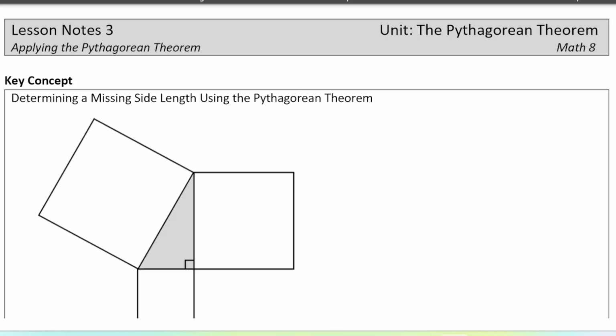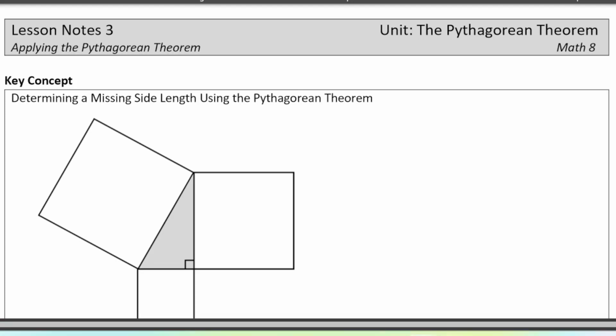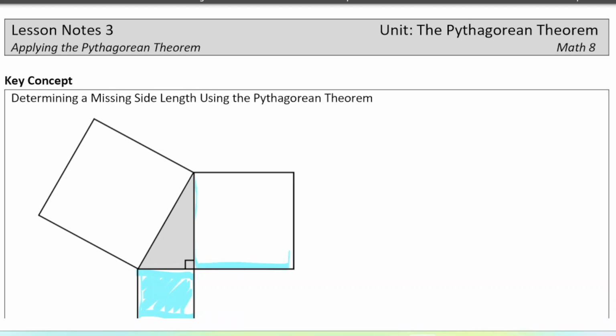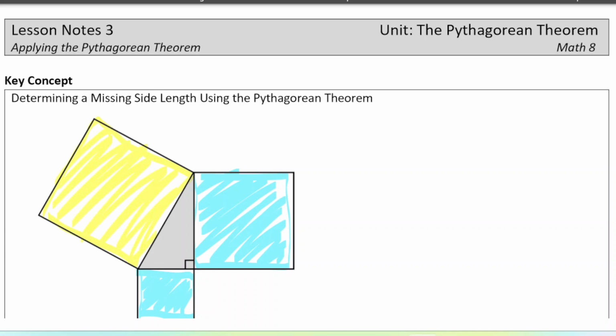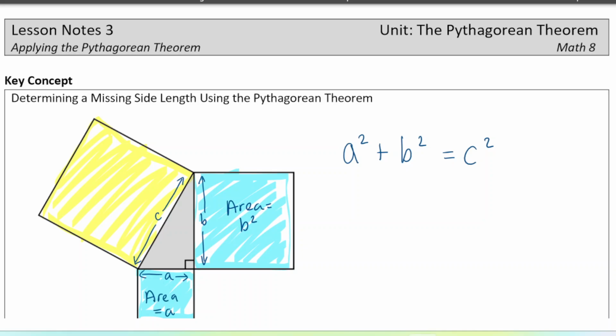When we have a right triangle, and again this only works for right triangles, if we make squares on all three sides, the two smaller squares will always add up to the area of the larger square. We call the side lengths of the two smaller sides A and B. Those are the legs. And then we call the side length of the larger square C, which is the hypotenuse. So we have A squared plus B squared equals C squared. I'm just filling in what I had filled in last time, an area.